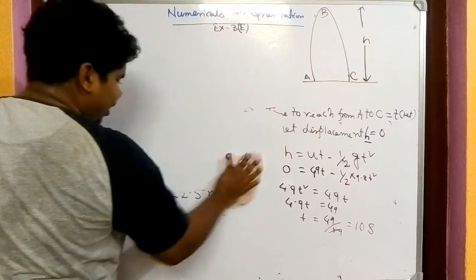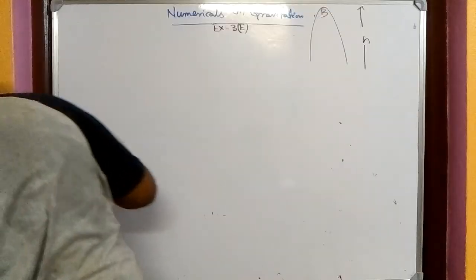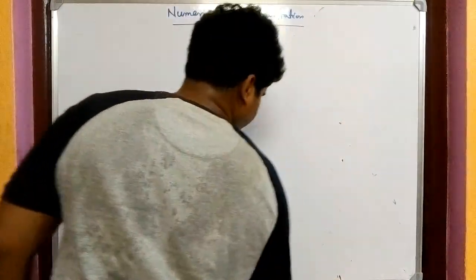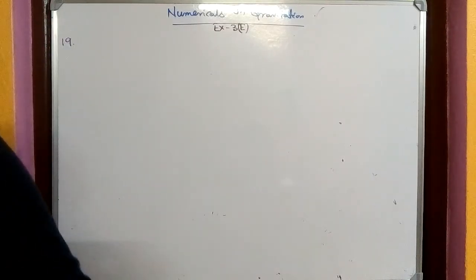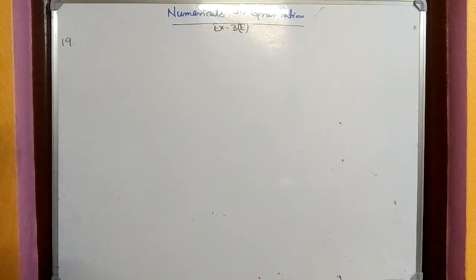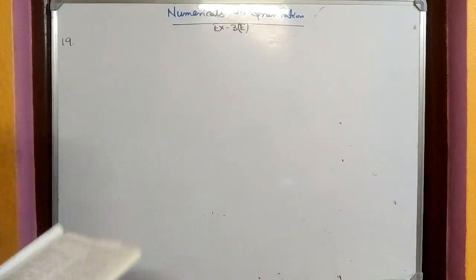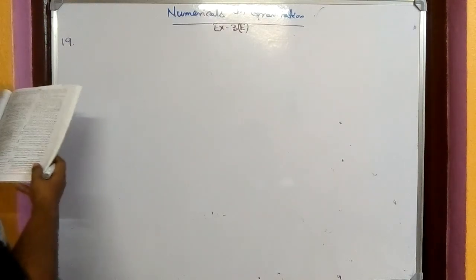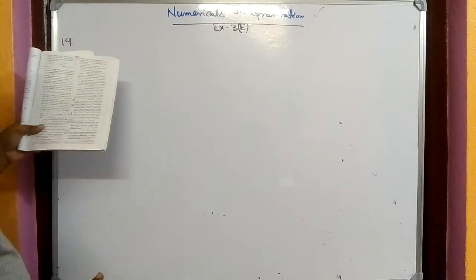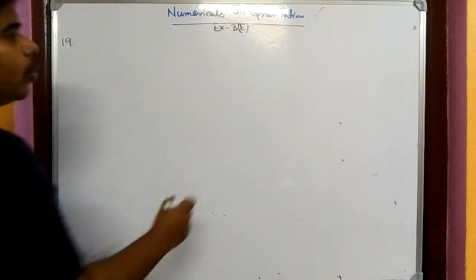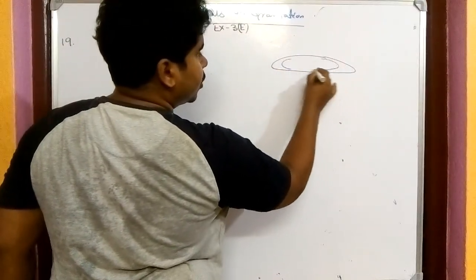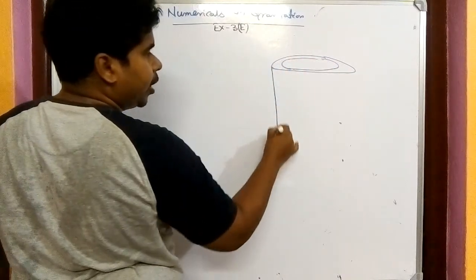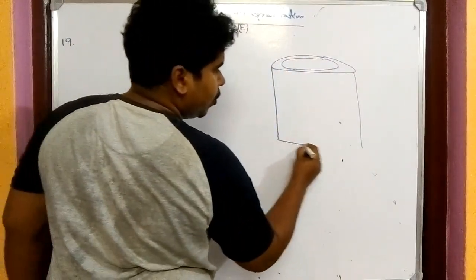So we'll go for numerical number 19. Question number 19, according to me, is the best numerical in your book, and very interesting also. Let's see what it says. A pebble is dropped freely in a well from its top. A well you all know, it is used in many areas to take water from it. So assume it is a well.